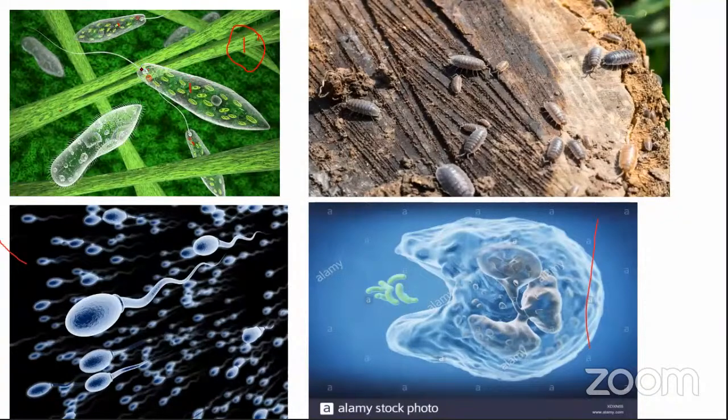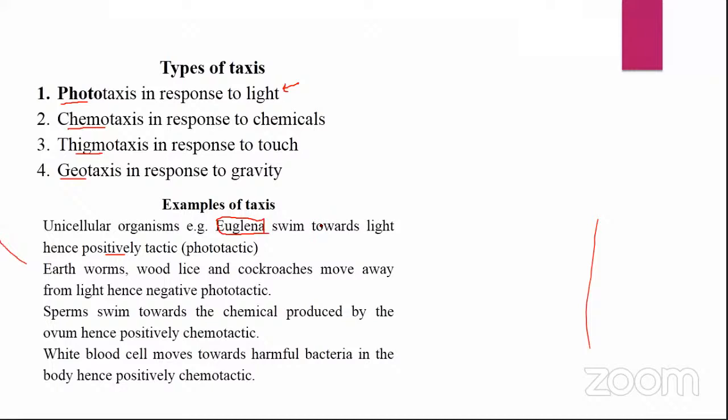So euglena is this one with this flagella. It uses this flagella to move, and you can see that it has some green pigments in it, meaning that it can carry out photosynthesis. So this one can grow, and it can swim towards light in case you shine a torch towards it.